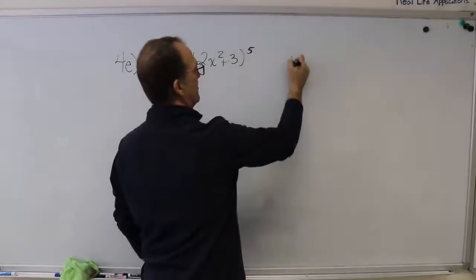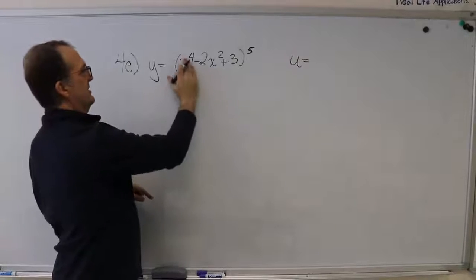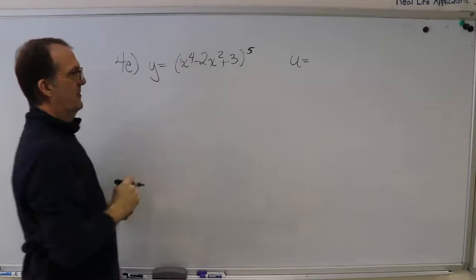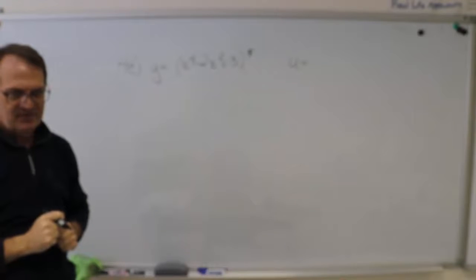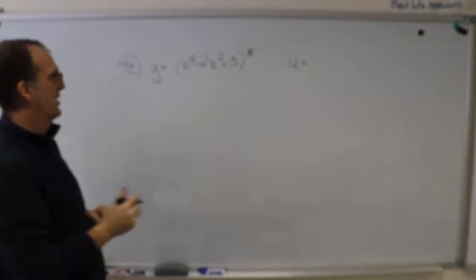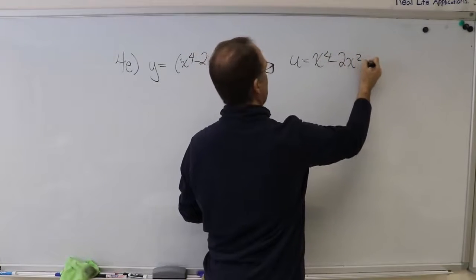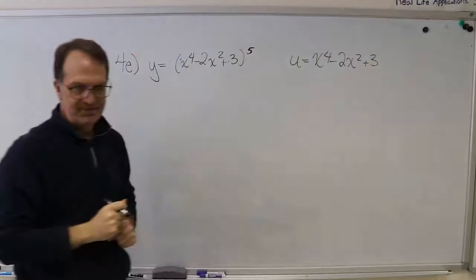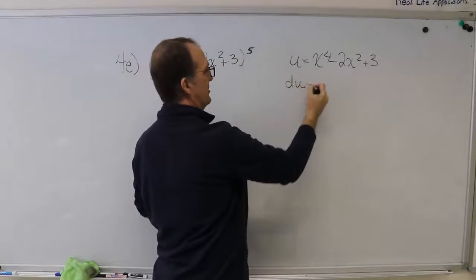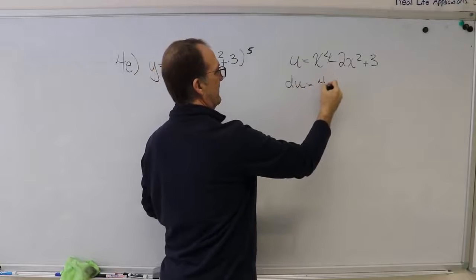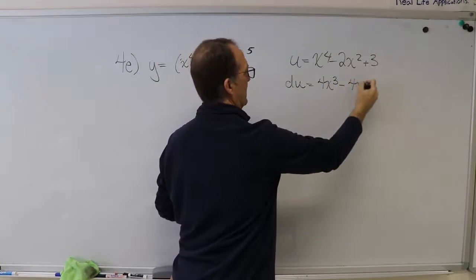So with your chain rule, you first identify u, which is essentially what is inside a bracket. Are we okay? All right. So we have x to the fourth minus 2x squared plus 3. And then I need du of that, so the derivative, which is 4x cubed minus 4x.